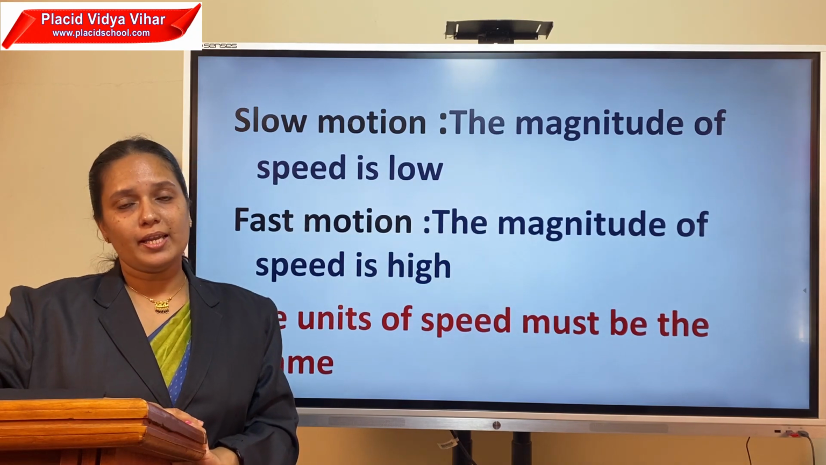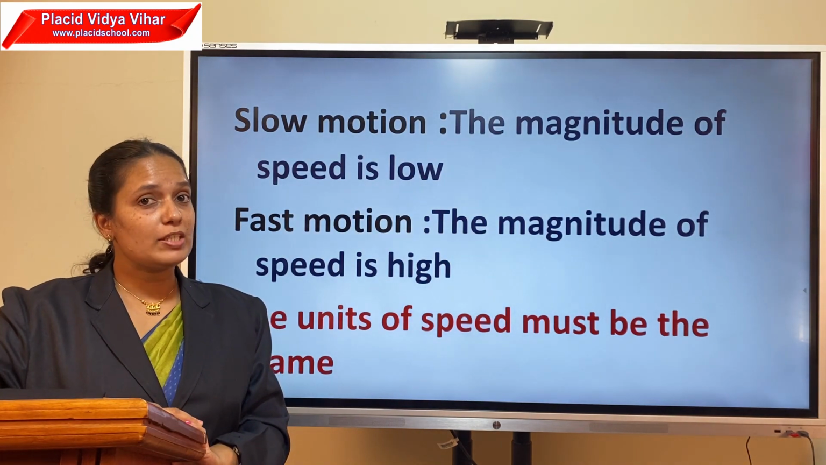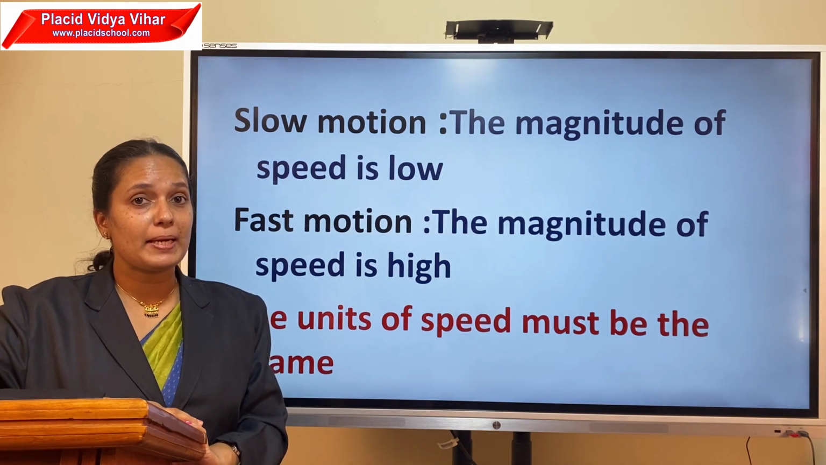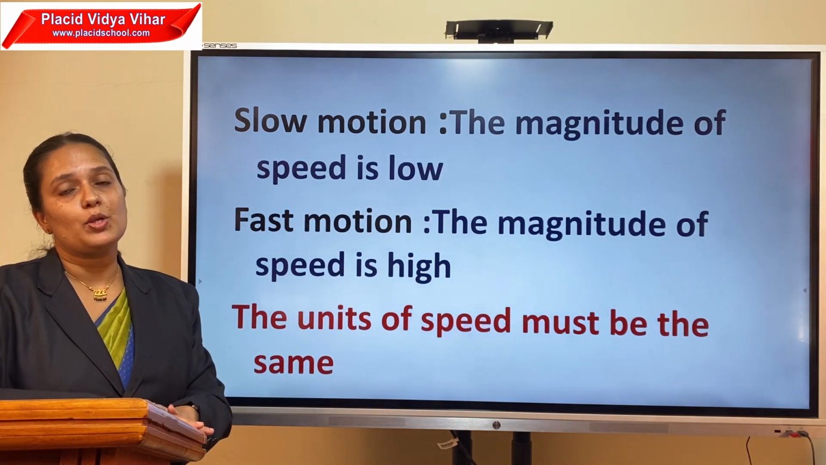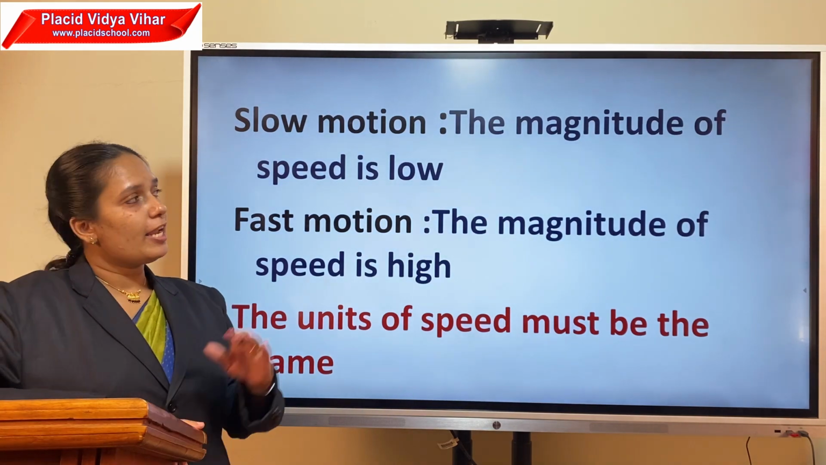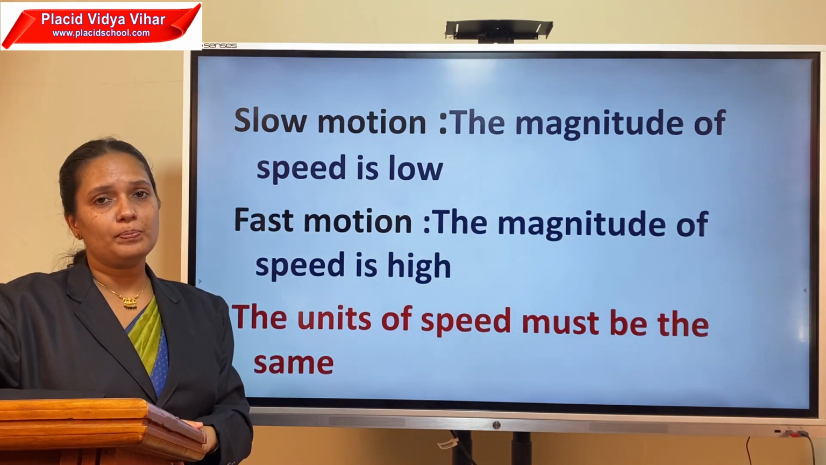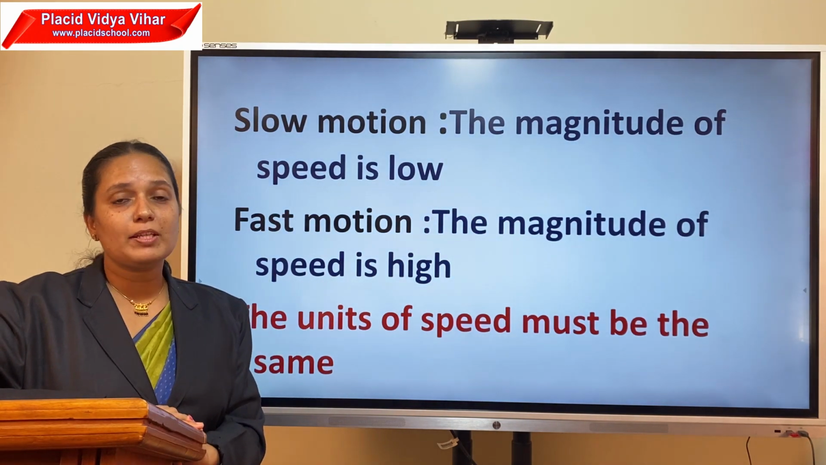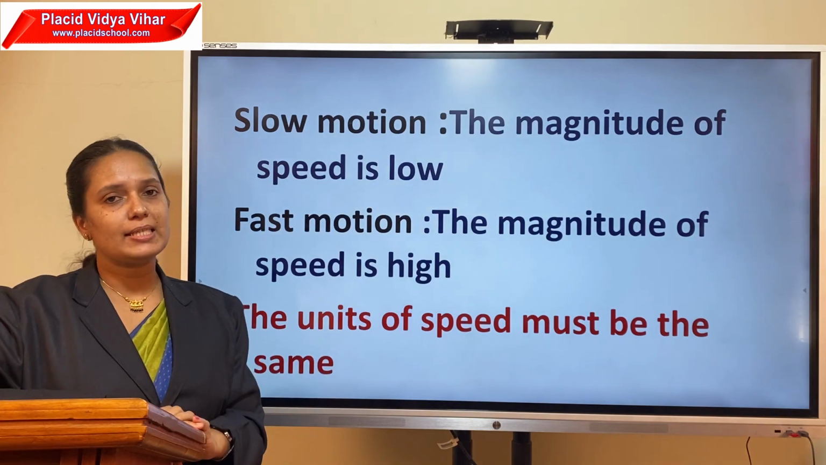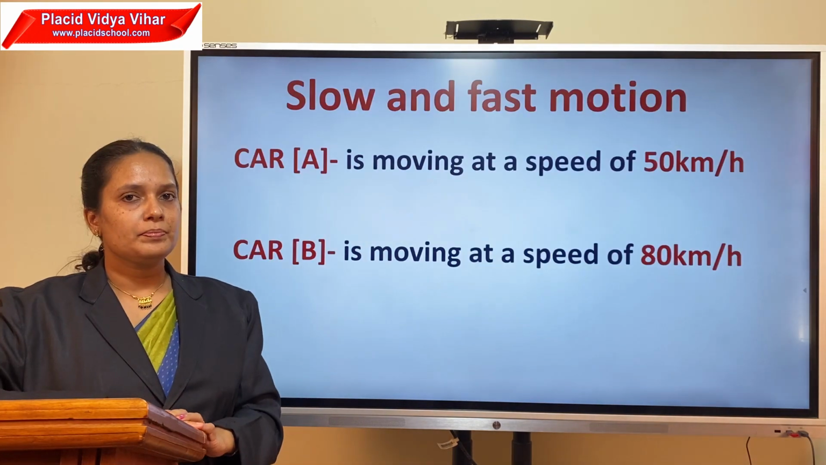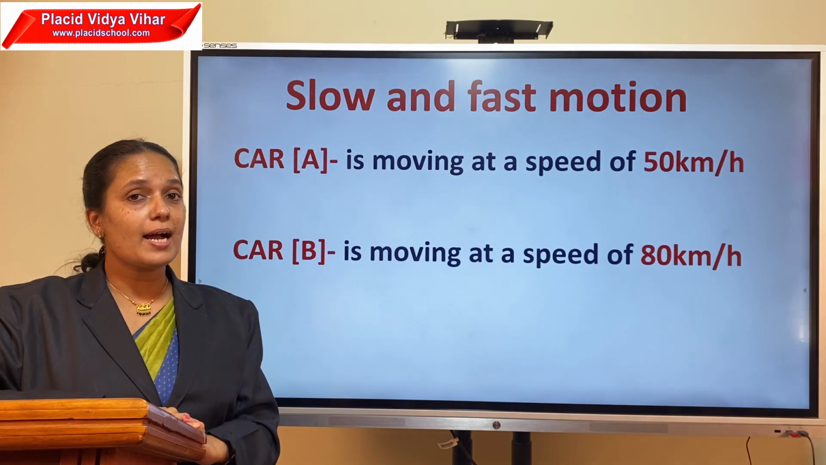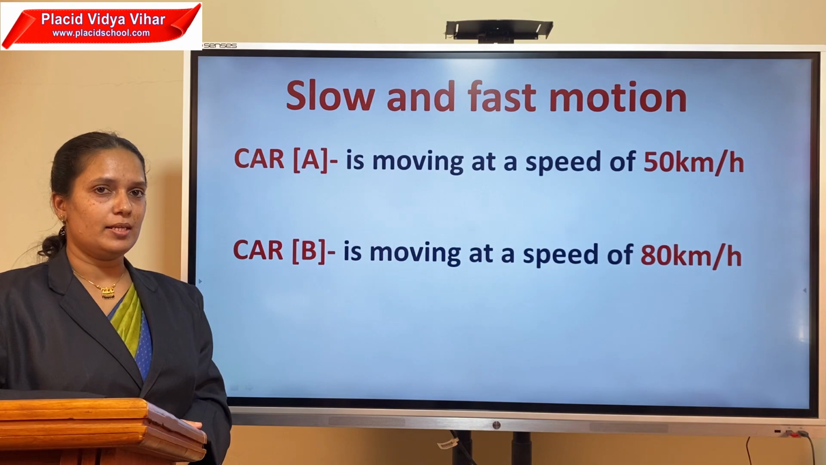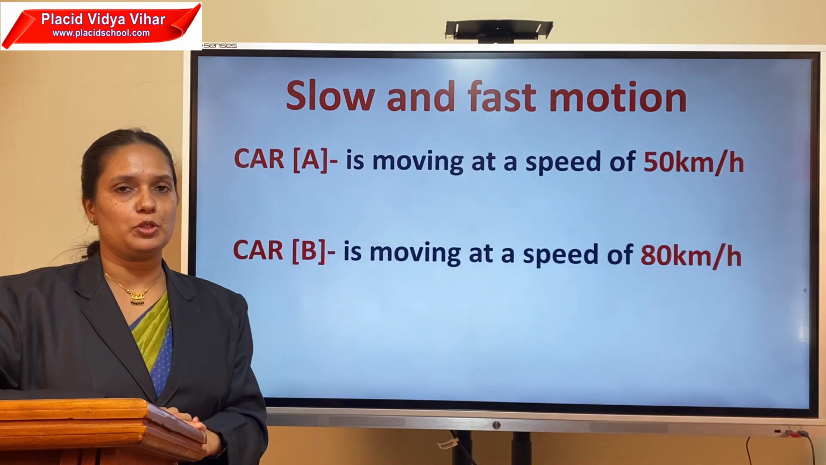Also we can identify which one is moving fast and which one is moving slow based on the magnitude of speed if the speed is expressed in the same unit. That means if the magnitude of speed is low, then it is in slow motion. Then if the magnitude of speed is high, then it is in fast motion. As you can see here, car B has higher magnitude of speed compared to car A. So car B is in fast motion.